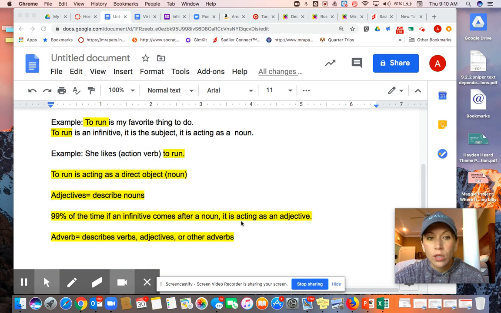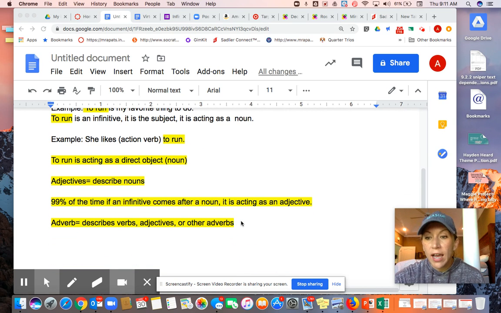Okay, now infinitives can be adjectives. What do adjectives do? They describe nouns. Okay, this is very important. 99% of the time, if the infinitive comes after a noun, then it's acting as an adjective because it's describing that noun. Okay? So, in a second, I'm going to show you an example.